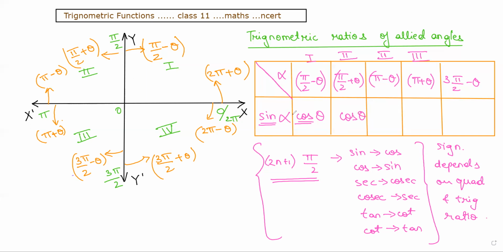Second quadrant itself, sine of pi minus theta. Now, what happens if you have pi? If your angle is pi plus something, or 2 pi plus something, or 3 pi plus something. In short, if you have n pi plus something, then if you see this n pi, the trigonometric function or ratio remains the same.